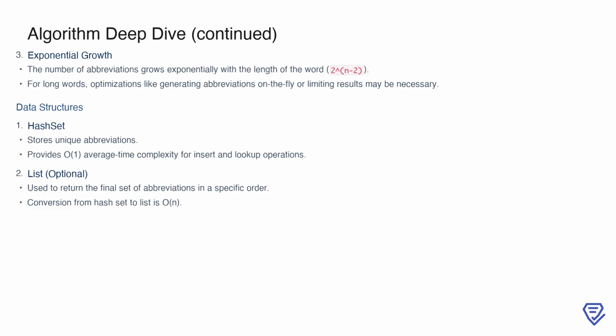When implementing the algorithm, two primary data structures are used. First, the hash set ensures that all abbreviations are unique and allows for constant time lookups and insertions. Second, a list may optionally be used to return the final set of abbreviations in a specific order. Converting the hash set to a list has a linear time complexity, O(n), where n is the number of abbreviations stored in the hash set. Together, these data structures balance efficiency and functionality in the algorithm.